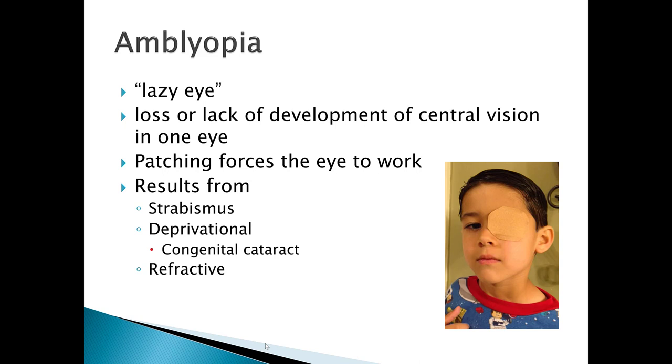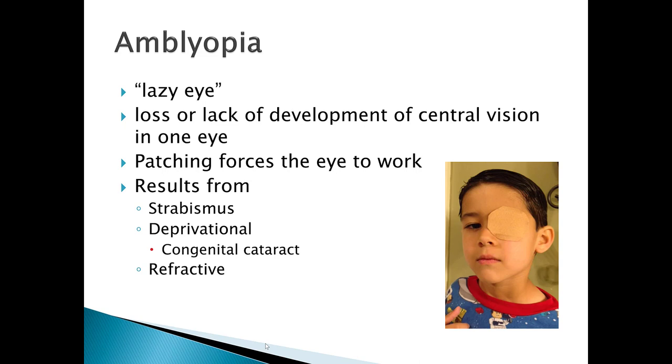And one of the things that we do to treat this is we do patching to force the bad eye to work, and it turns off the good eye. So hopefully normal central vision can be developed in a child who has amblyopia. And it's very, very important to catch these kids before the age of 5. At the age of 5, once you hit that age, it's really hard to impact the outcome of amblyopia because the connections in the brain have already developed.